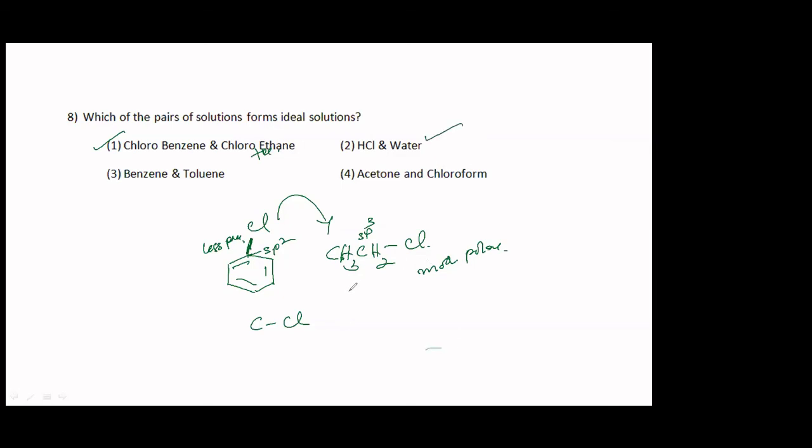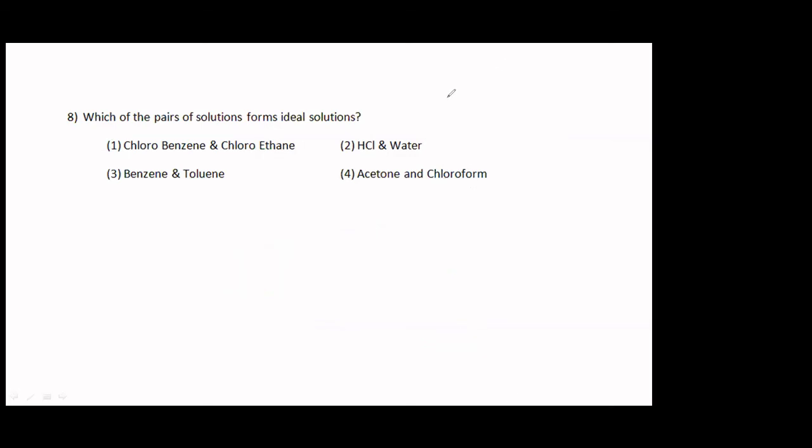What kind of deviation? Negative deviation, very good. Because of dehydration of Cl minus and H plus ions, very good. Acetone and chloroform? They also show negative deviation, ma'am, because hydrogen bonding is a new interaction that is formed. Very good. Okay. Clear all the drawings. Go to the next one.